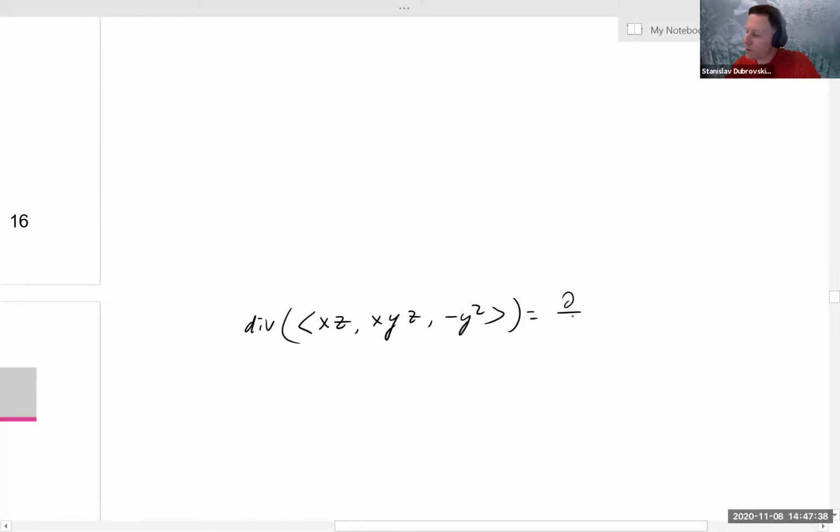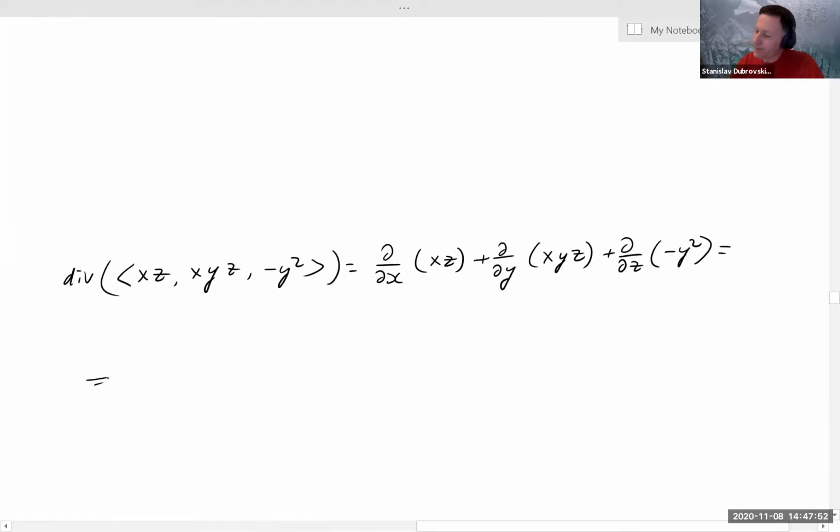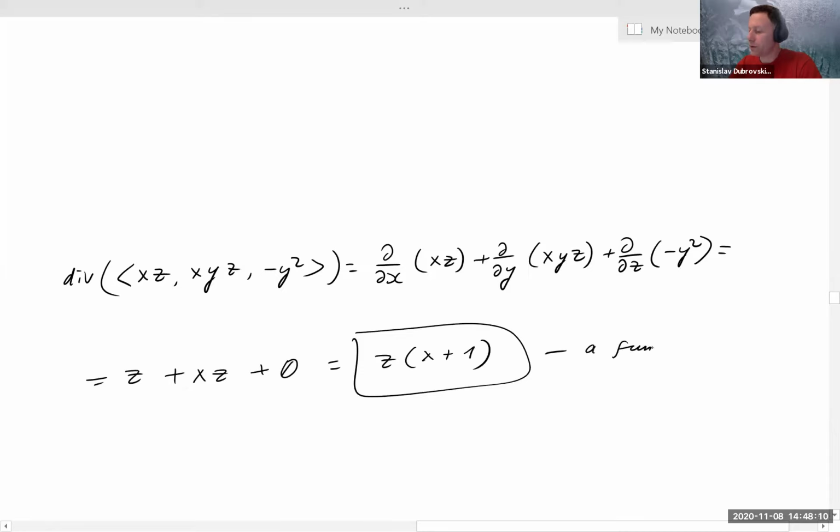Then we'll get a partial with respect to x of xz plus partial with respect to y of xyz plus partial with respect to z of negative y squared. So the first one will just give you z. The second one with respect to y will be left with xz, and here you'll get 0. So z times (x plus 1) is the final answer. And you see it's a function. Okay, scalar function. So starting with the vector, after you apply divergence, you obtain a scalar function.